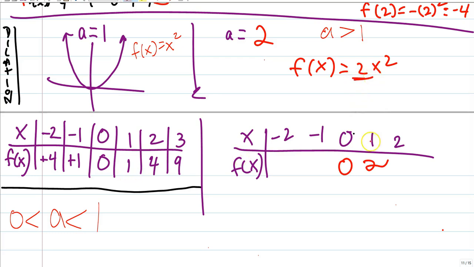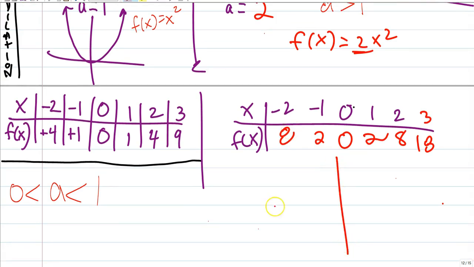So the 1 becomes a 2, the 2 did make a 4, now it would make an 8. This 9 would become an 18. Everything would be twice as tall as it was before. The negative 1 would now become 2, the negative 2 would become 8. Everything is twice as tall. So visually, this graph looks just like the parent, it's just taller.